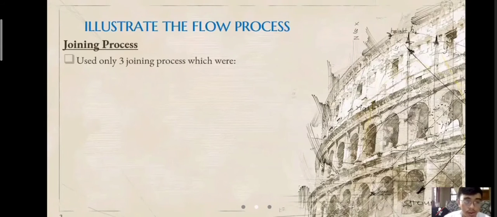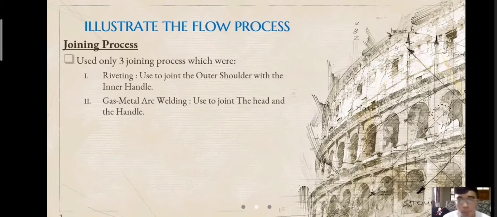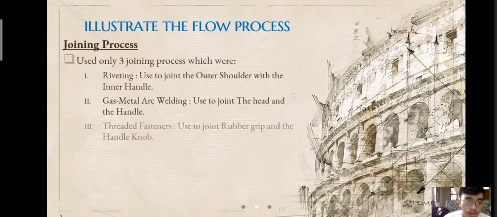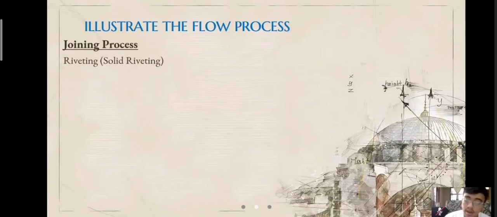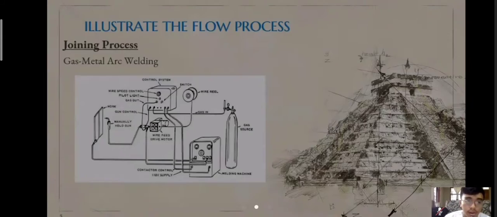The joining processes that we chose to make the stonebreaker are riveting, used to join the outer shoulder and the inner handle; metal arc welding, used to join the head and the handle; and a threaded fastener, used to join the rubber grip and the handle knob. For the riveting, we choose to use the solid rivet. This is the diagram of the solid rivet.